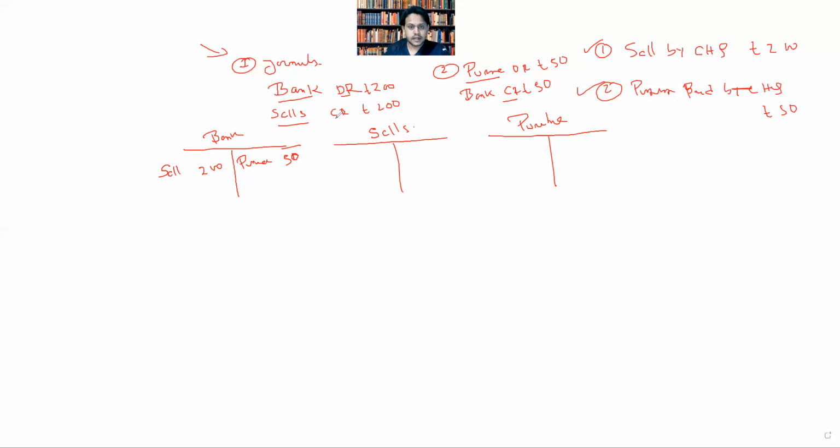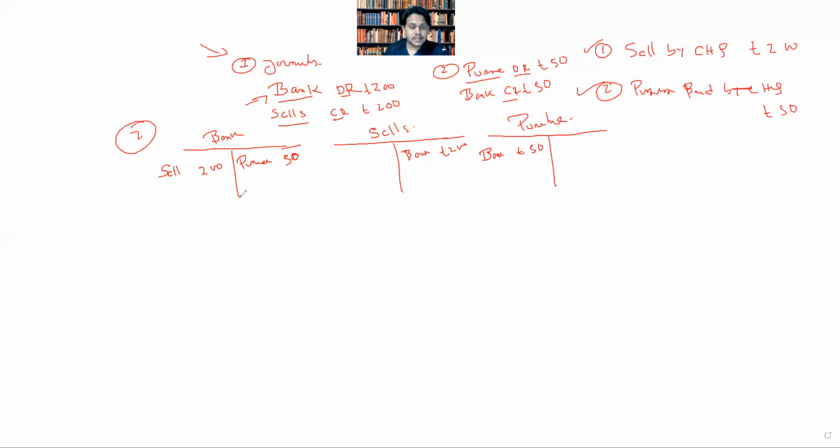So sales is a credit. So on the credit side, I'm going to write the opposite. So I'm going to write the bank, and that is £200. And I have only one sales, so that's it. Then the purchase. Purchase is debit. So on the debit side, I'm going to write bank. That is £50. So step number two is done. Transferring all the information from journal to ledger account, it is done.